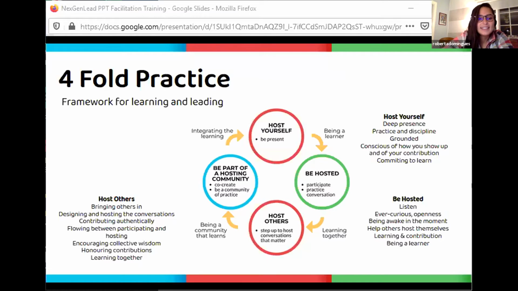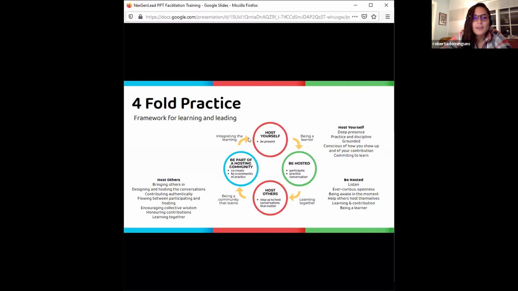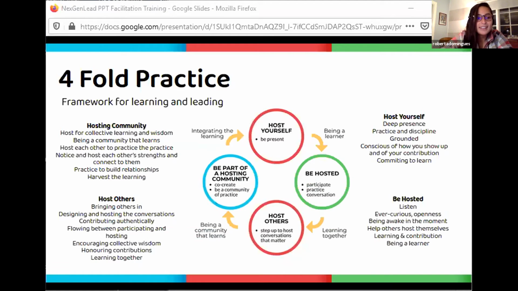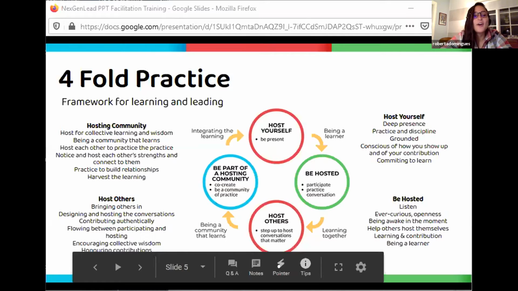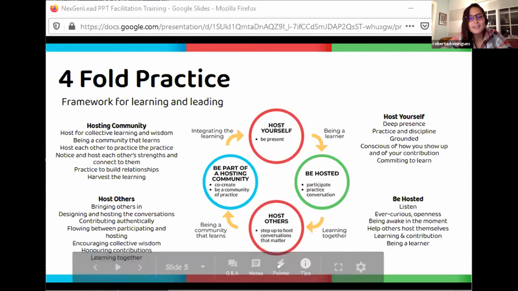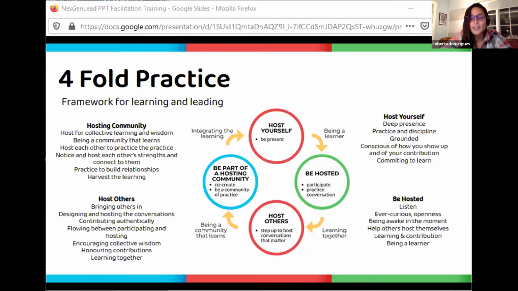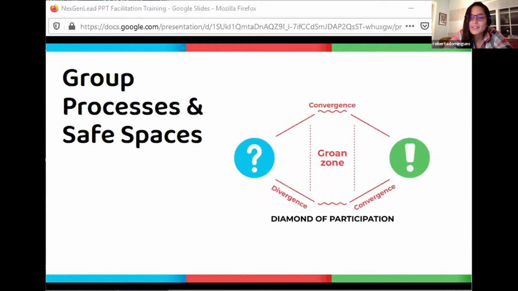And the last one is about when we become this hosting community. So we are all hosting each other in this journey, and we are co-creating this journey, which will emerge from us. So it's like hosting the collective learning and wisdom in the room, because we all have so much wisdom. And we are all this community of learners. And that's about it.